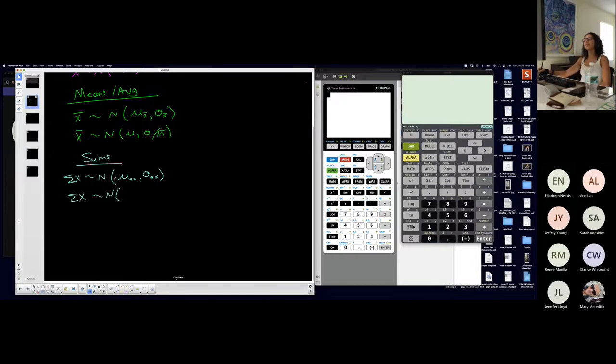But the idea is that once we talk about the sums, when we talk about the overall mean of the sums, we're going to take n times mu, and we're going to take sigma times the square root of n.